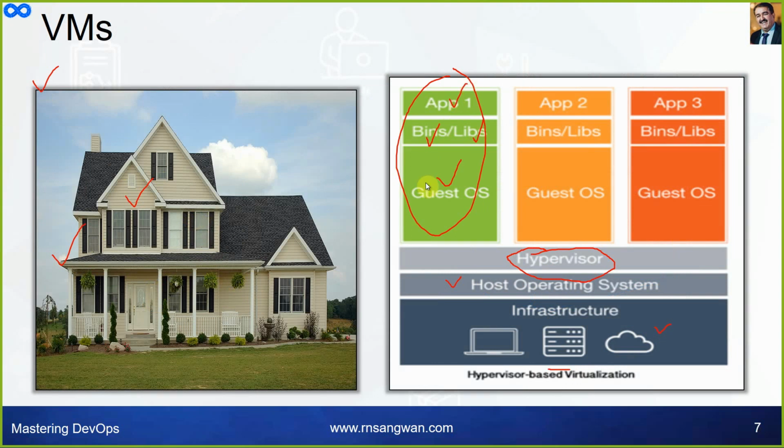Take your own example right now, what we have done. On our Windows machine or Mac machine, we install the hypervisor. In our case, the hypervisor is Oracle VirtualBox. Actually, this Oracle VirtualBox is type 2 hypervisor. What is type 1 hypervisor? Type 1 hypervisor is the one which is directly installed on the hardware, like RHEVM, Red Hat Enterprise Virtualization Manager.